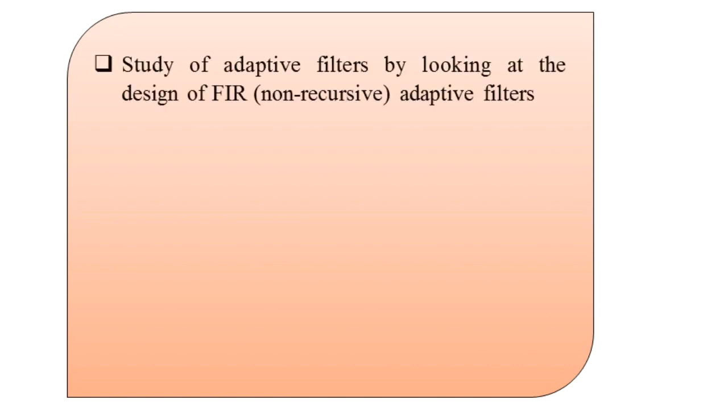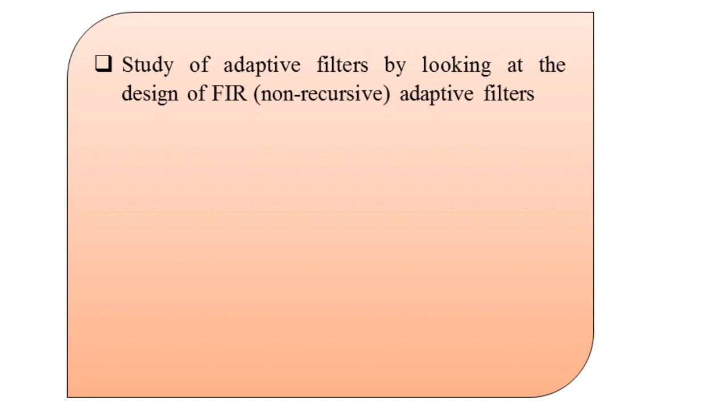Now while talking about the filters for signal processing purposes, the very basic two types we are very well known with are FIR and IIR. FIR stands for finite impulse response and the second one, IIR, stands for infinite impulse response. So in order to start with the study of adaptive filters, we first take FIR, which is also known as the non-recursive type of filter. So here the FIR adaptive filter will be the non-recursive adaptive filter.